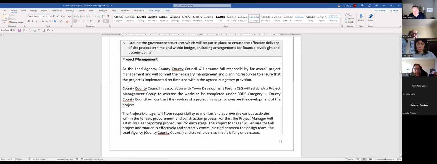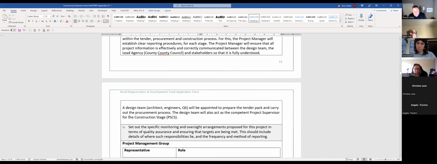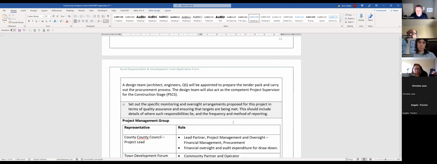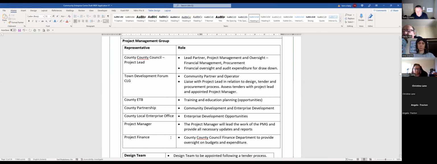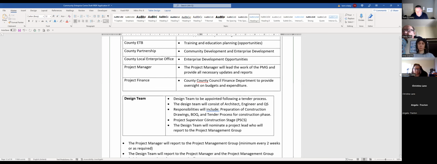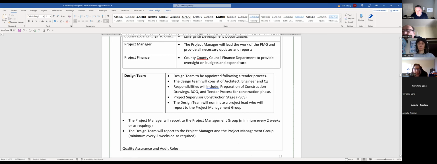So again, we're putting in a management team, listing the people on the management team and their experience. You can bring in outside people on that. We have a design team, architect, engineer, QS. They were appointed to prepare the tender pack. So again, we're showing what the team is. In this case, we've got the project team, the people who are on it and their role, and the design team and what their job is going to be. Then once the project is developed, they're going to be hiring a project manager, a salaried position, to manage this project over the course of a year.